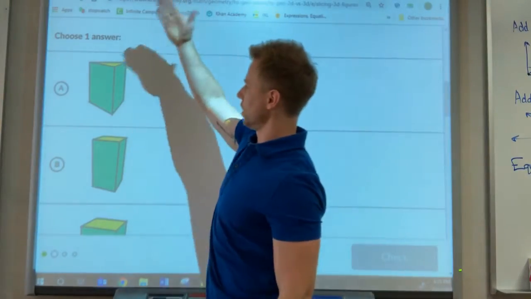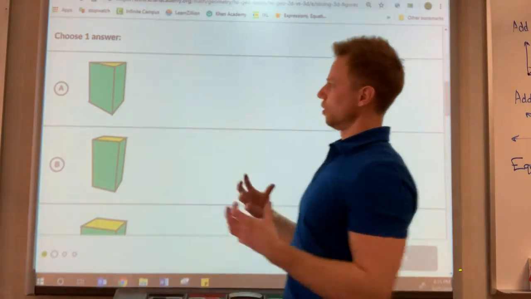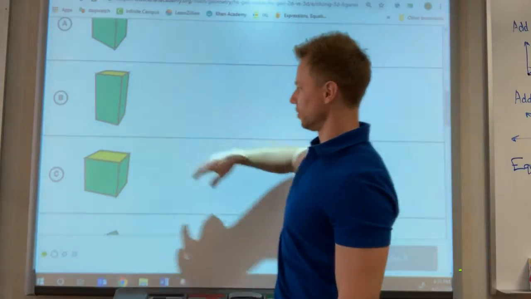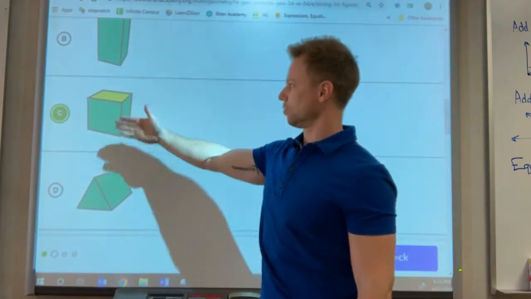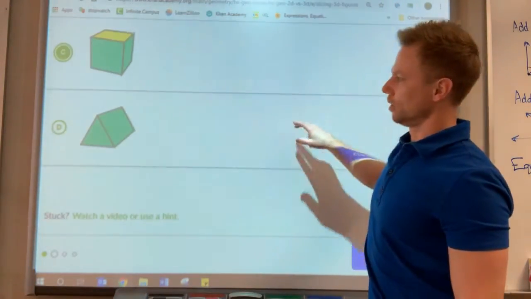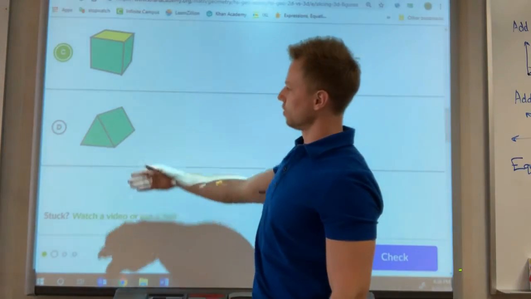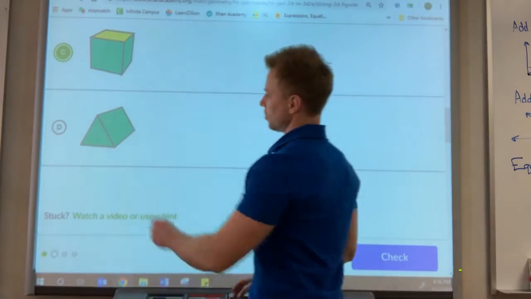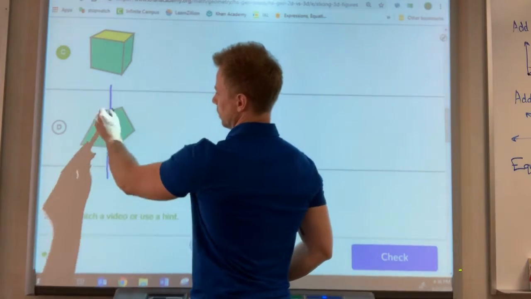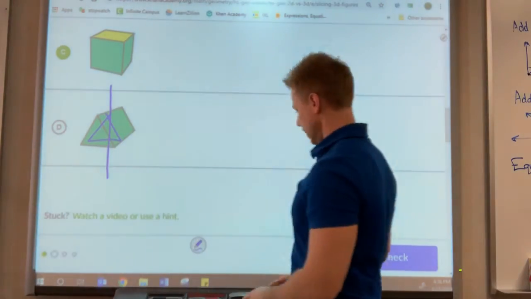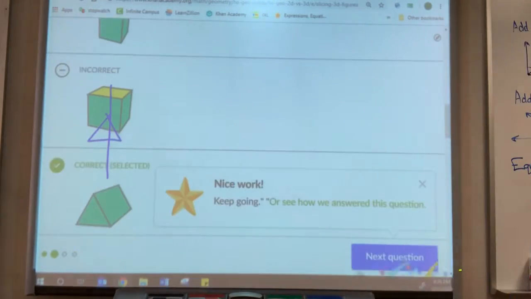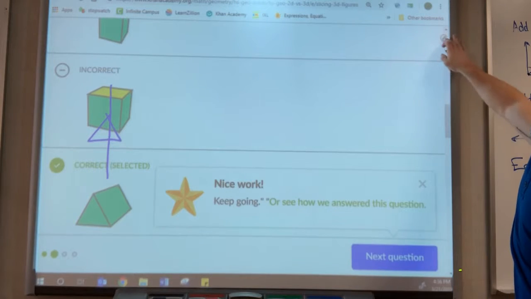If we slice this triangular prism vertically, pull it apart, we're actually going to see a rectangle. If we slice this, we'll see a rectangle again. This would be a square. But if we slice this triangular prism that's on its side vertically, if we slice through it this way, and then pull it apart, we will see a triangle from the slice. So it would be that last one there.